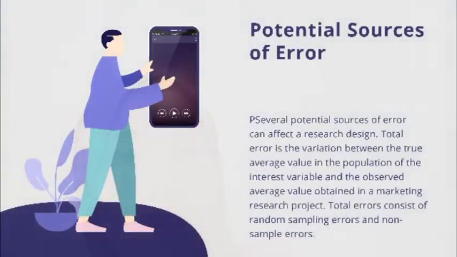Okay, next, potential sources of error. Several potential sources of error can affect a research design. Total error is the variation between the true average value in the population of the interest variable and the observed average value obtained in a marketing research project. Total error consists of random sampling errors and non-sampling errors.